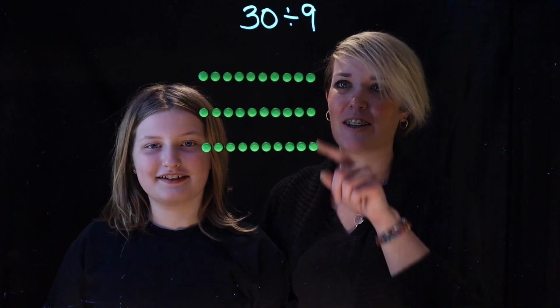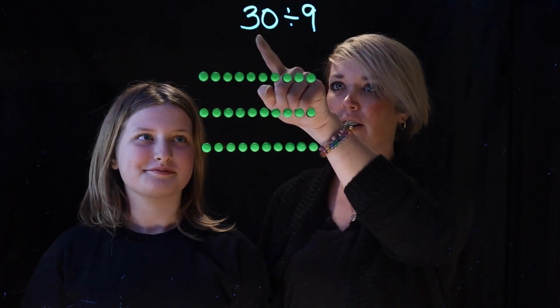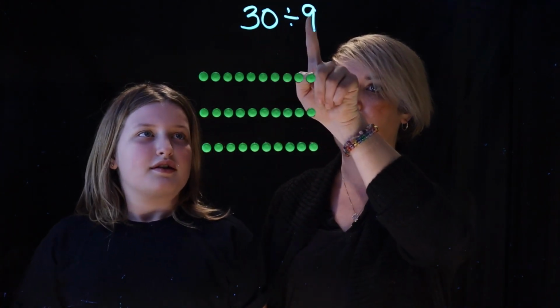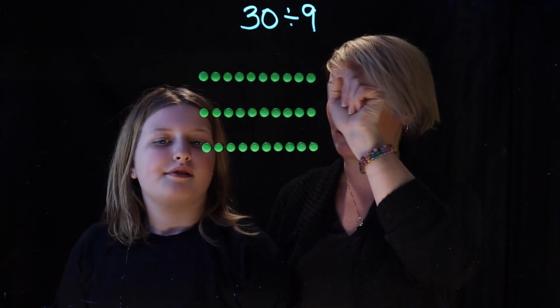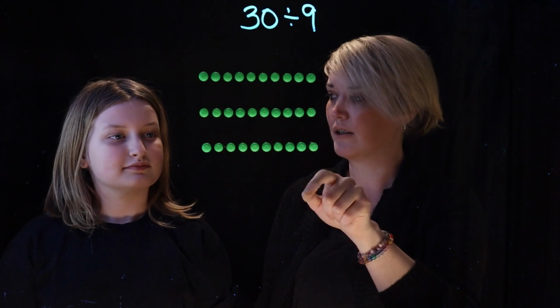Hi guys, today we're doing 30 divided by 9 and Anna's here to share some of her amazing ideas with us. So Anna, you told me you like to think of this question as 30 into 9 equal groups. Yep. Okay, let's make sure we have 30 here because we're just going to split these into 9 equal groups.